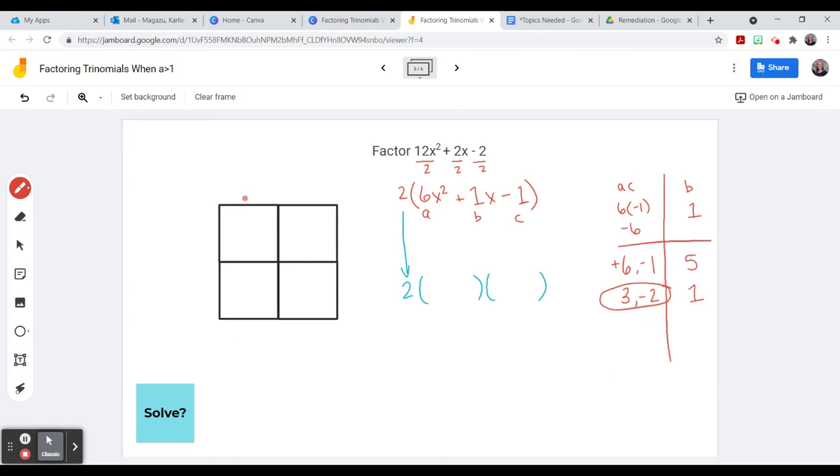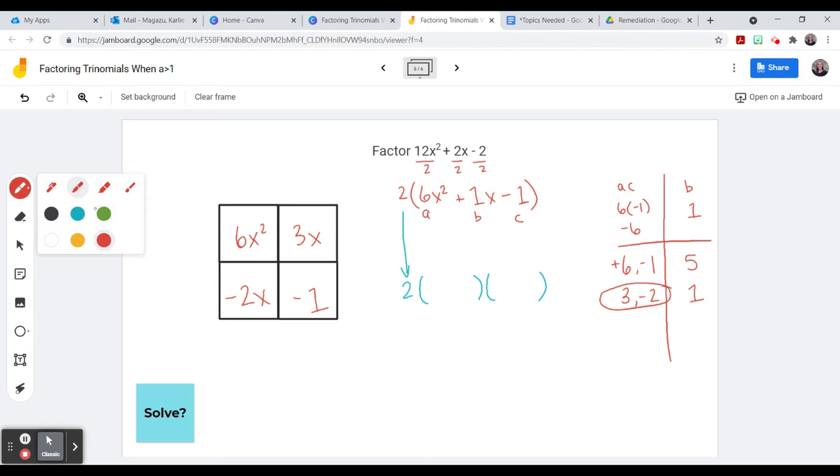I'm going to now take my quadratic term right there, 6x squared. My -1, I put that down here. And then I have 3x and -2x.